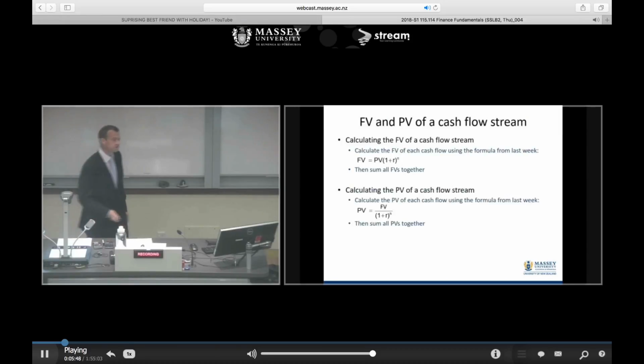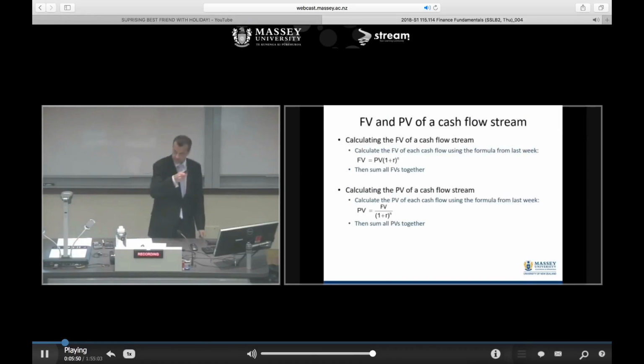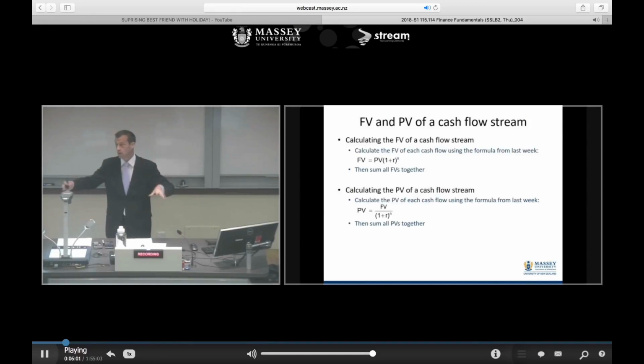The same with present value. We would find the present value of each one of the cash flows and then add them up. Okay, so that's how we can take last week's formula and apply it to these multiple cash flow settings, where you've got more than one.